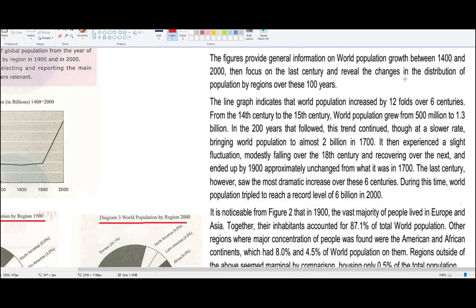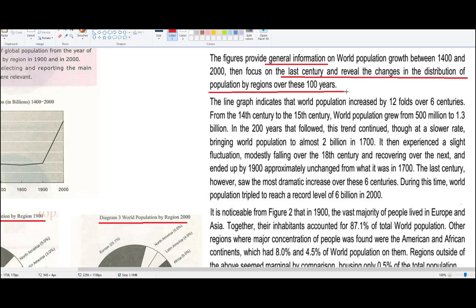And if we look at the description, the figures provide general information on world population growth. See, this is one reason why it's so long. We have unnecessary words. It's general information. Why is this here? This whole thing is too wordy.